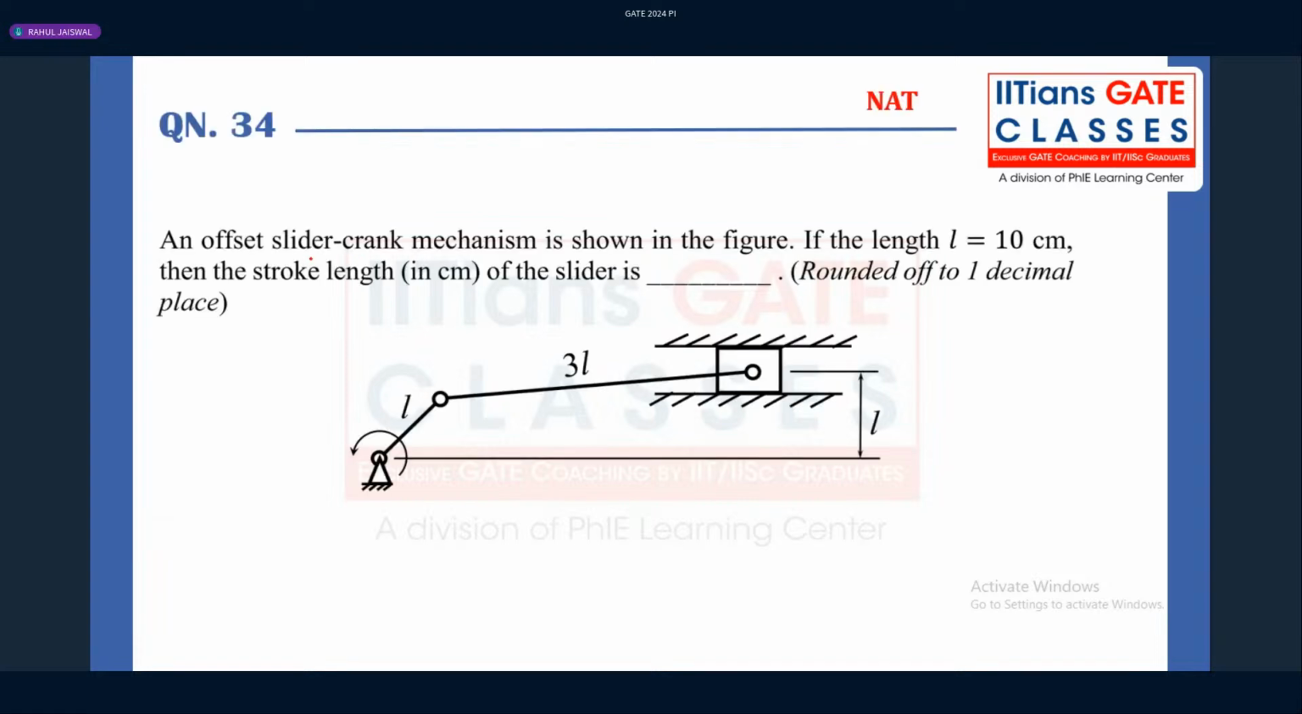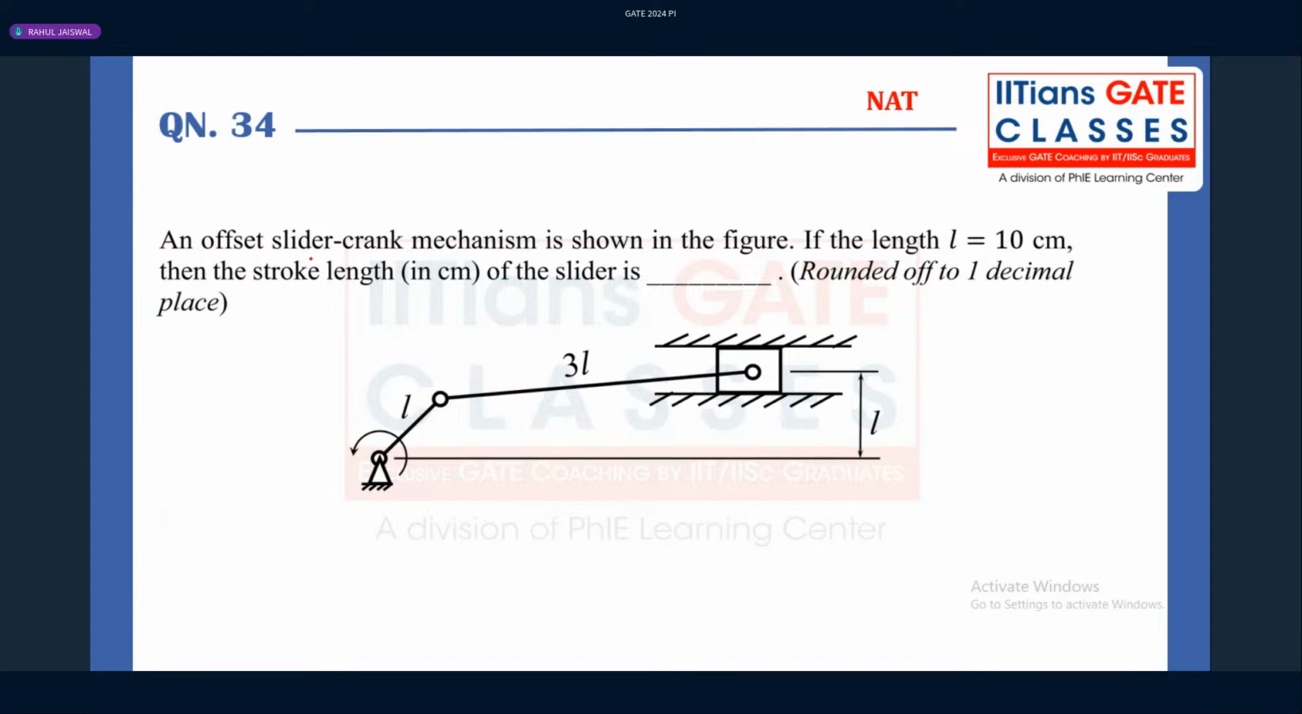Moving on to the next question, again from the theory of machines and mechanisms. Offset slider crank mechanism, as shown in the figure. If the length L is 10 centimeter, what is the stroke length of this slider, they are asking. The same question with different data and a different final question was already asked in Mechanical 2014, right? So this is a repetitive mechanical question, guys.